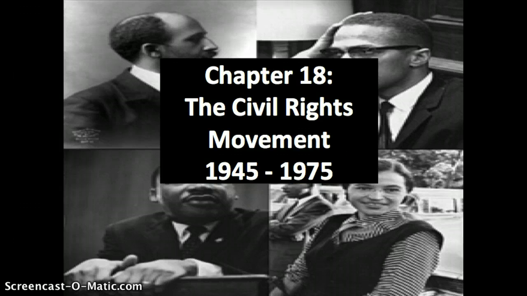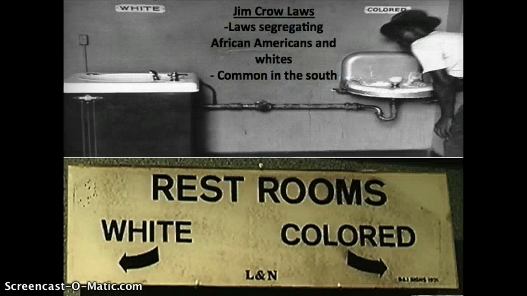I hope you know the four people here. We have Thurgood Marshall, Malcolm X, Rosa Parks, and then Martin Luther King Jr. in the left corner. To start, we have Jim Crow laws.